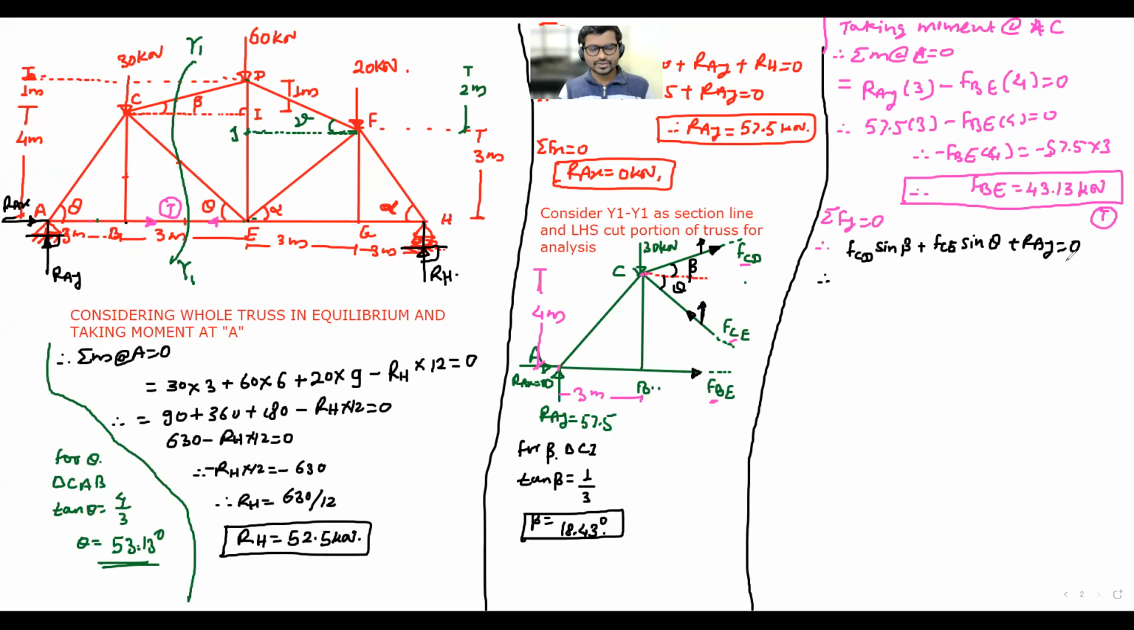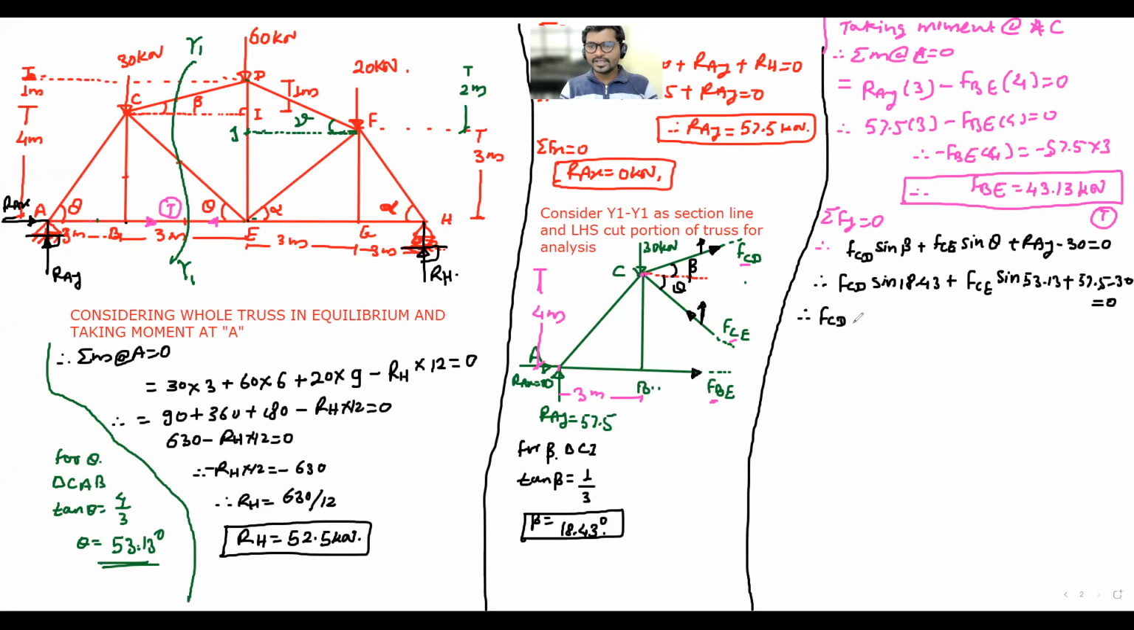Minus 30 remains, sorry, minus 30 remains here. Minus 30 equals 0. Great. Therefore FCD sin of beta, that is 18.43, plus FCE sin of theta, that is 53.13, plus RAY, which is 57.5, minus 30 equals 0.